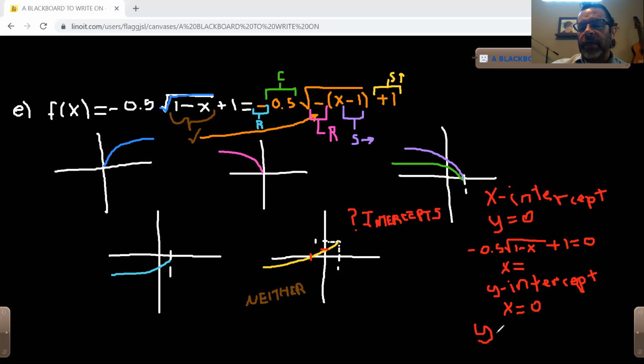So y is going to equal minus 0.5 times the square root of 1 minus 0, plus 1. Oh man, my writing is horrible today. Please find the value of y.